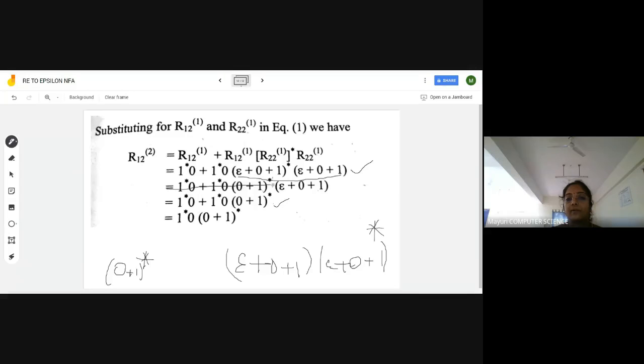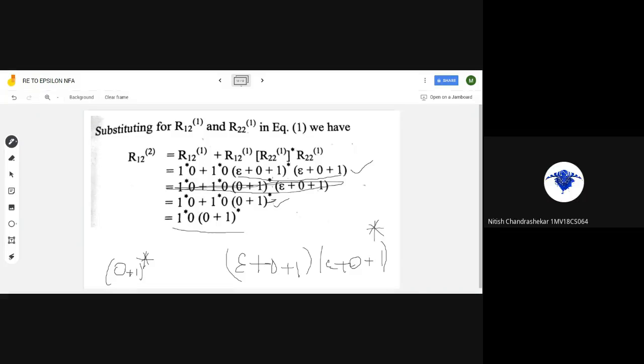Don't go to this step. I think it will be confusing you. Directly from here, you come here. Since I already have 1 star 0 in this second term, I need not take extra this because there is a star here, right? If I make this epsilon, I will get 1 star 0 also here. So why do I want to take 1 star 0 again separately? So 1 star 0 into 0 plus 1 the whole star. Got it? Yes, ma'am. Okay.